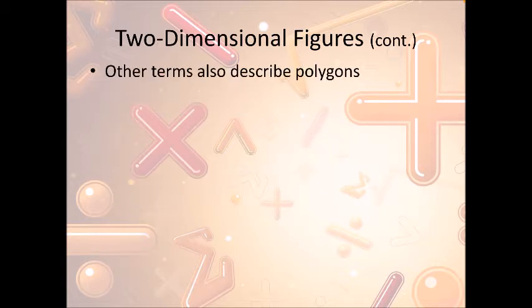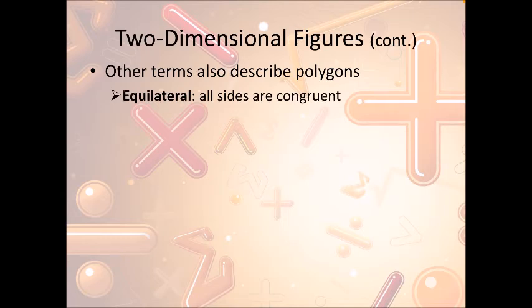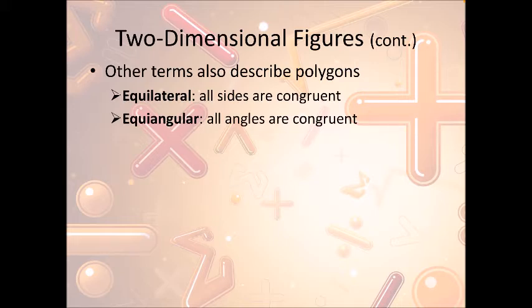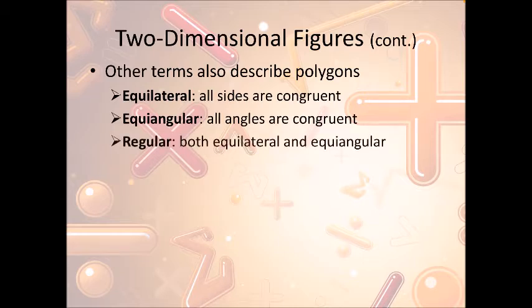So let's learn a few more terms to describe polygons. Equilateral, equa meaning equal, lateral meaning to the side. So equilateral, all the sides have the same length. Equiangular means all the angles are the same measure. And then if it's both equilateral and equiangular, we call it a regular figure. So in order for it to be considered regular, it has to be both equilateral and equiangular.